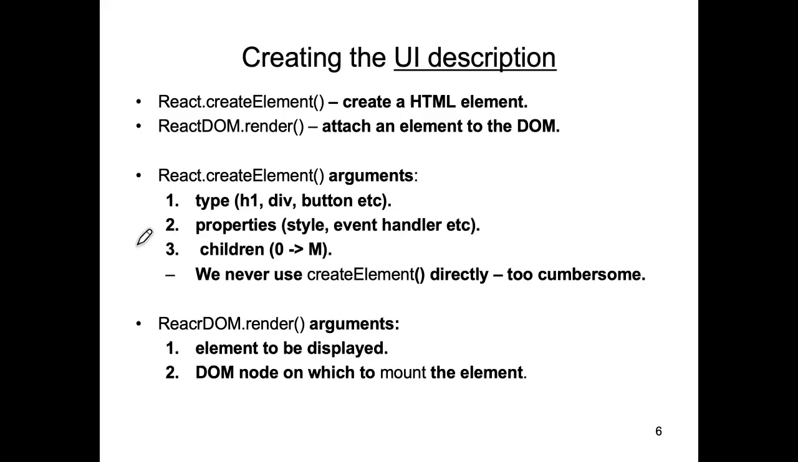The ReactDOM.render method is a little bit more straightforward. It just takes two arguments. You give it the element that you want to attach to the DOM. The element would have actually been created by this method, so whatever that returns, we pass it to the render method as the first argument. And we also have to tell it where on the DOM we want to attach the element. Where should it appear on the screen?